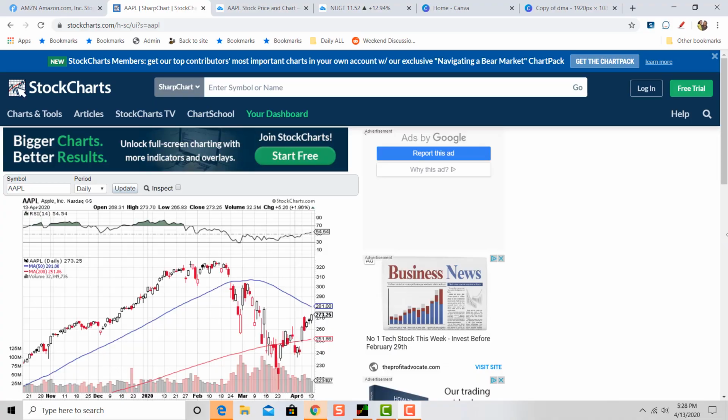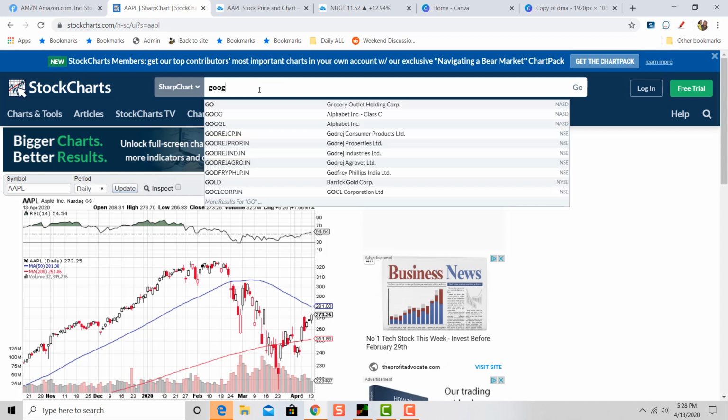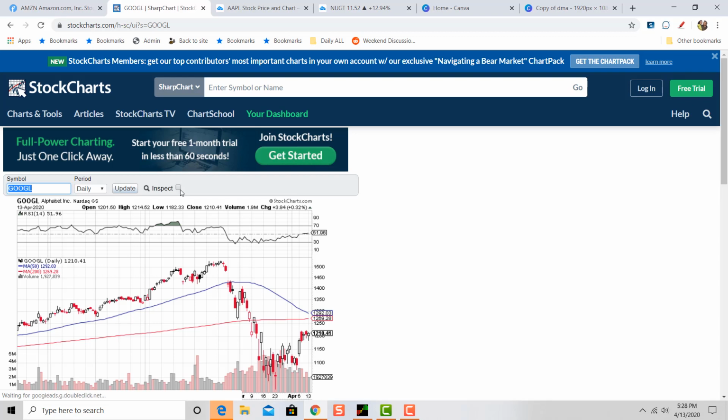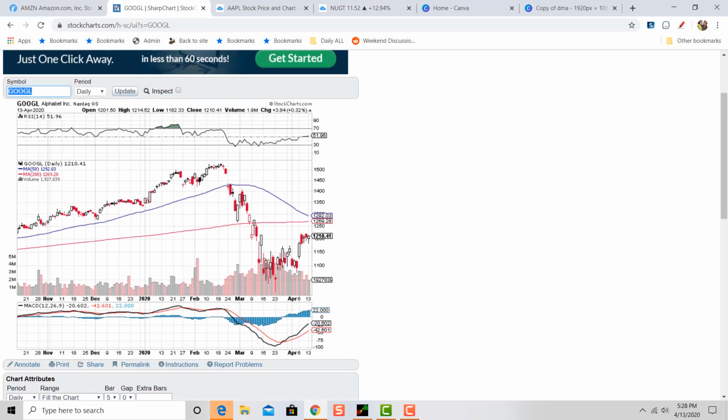Another site you can use is stockcharts.com. So here again we have the stock chart for Apple. We can search up a different stock chart. So here we have the chart for Google.